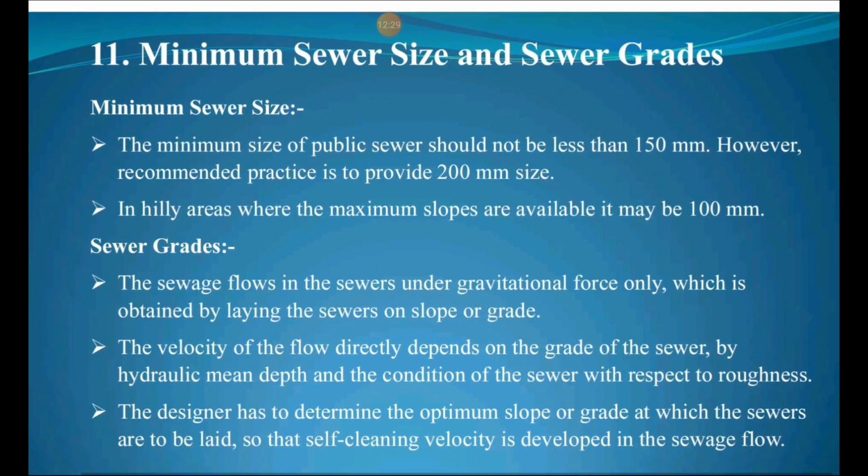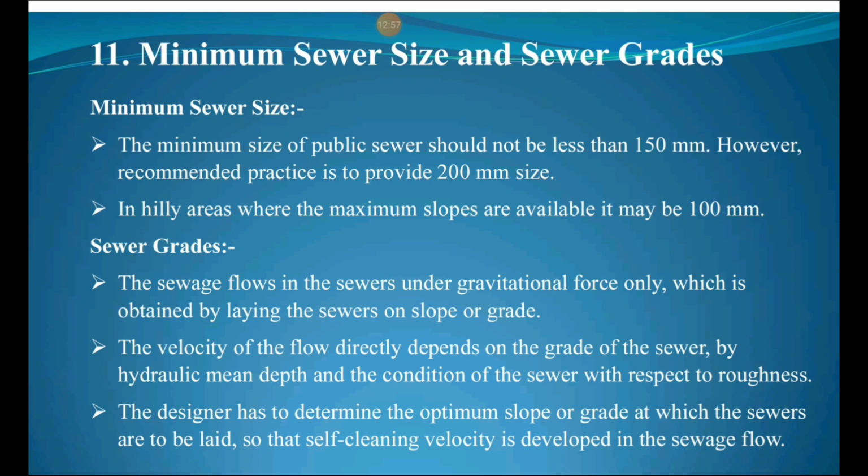Then we are going to discuss the minimum sewer size and sewer grades. Grades means slope at which the sewer is laid, and minimum sewer size means the dimensions of that sewer. The minimum size of public sewer should not be less than 150 mm. However, recommended practice is to provide 200 mm size. In hilly areas where the maximum slopes are available, it may be reduced to 100 mm.